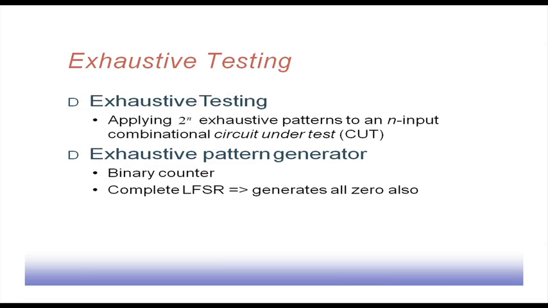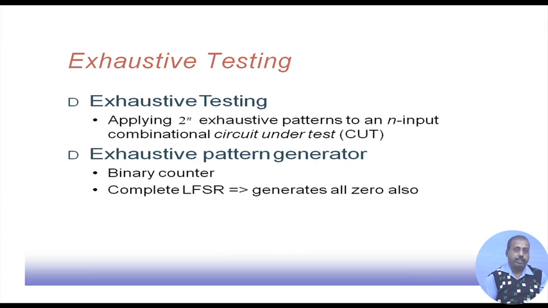So, we will look into many testing techniques for this BIST environment. The first one is known as exhaustive testing. Exhaustive testing means we apply 2 power n exhaustive patterns to an n input combinational circuit under test. For exhaustive pattern generation, there can be a binary counter. Since we want to apply all 2 power n patterns, if I have a binary counter that goes from 0 to 2 to the power n minus 1, it generates all those patterns.